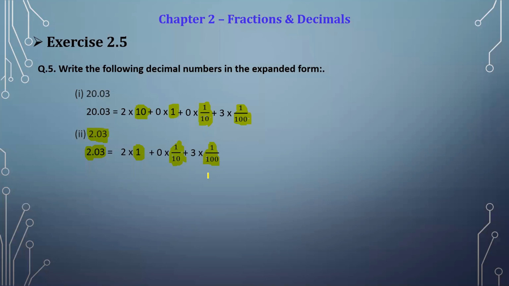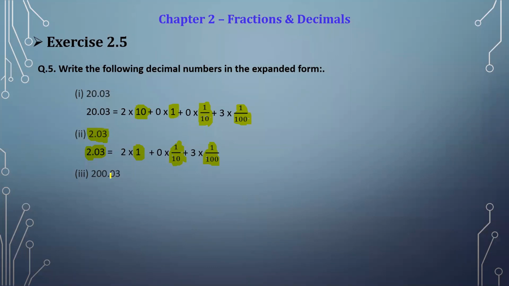So in this way, we have expanded the second question, which is regarding 2.03. The expanded form can be considered as 2 into 1 plus 0 into 1 upon 10 plus 3 into 1 upon 100. So in this way, we have expanded 2.03. Now, in the same way, we have to expand the third sub question, which is 200.03.